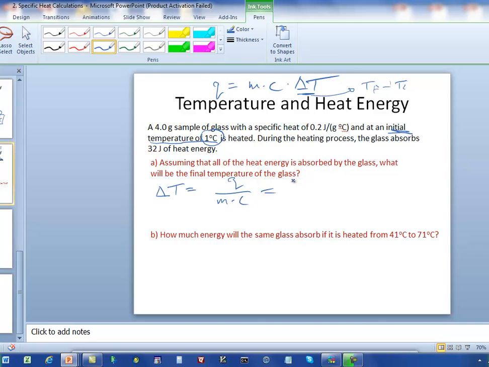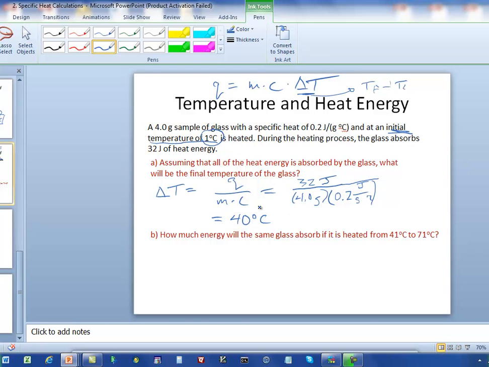And now let's go ahead and substitute in. So it's telling us we're going to deliver 32 joules. And that's positive, right? Because the glass is absorbing that heat. 4 grams at the bottom. And the specific heat it's telling us is 0.2 joules per gram degrees Celsius. Let me extend that out a little bit. Okay, and when you work all that through, you should come up with a delta T of 40 degrees Celsius.